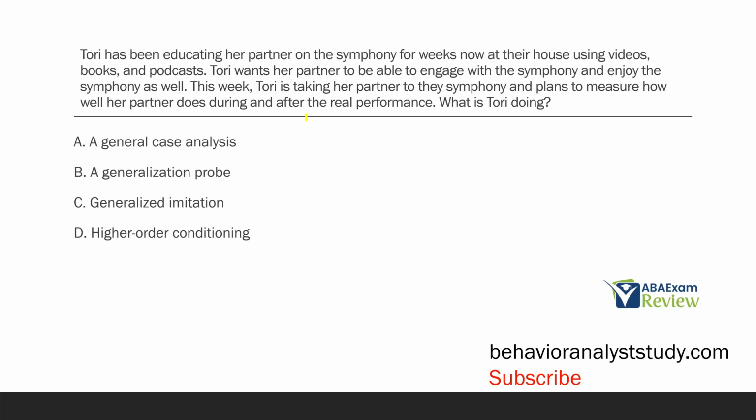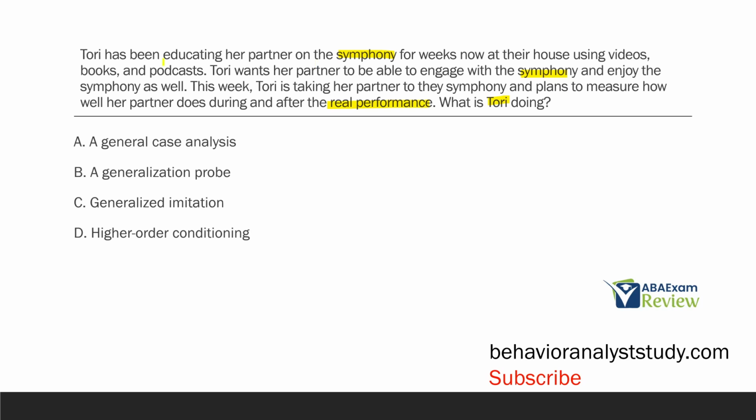What is Tori doing? We're looking at Tori's behavior, and we know so far that Tori is teaching her partner about the symphony. She's using videos, books, and podcasts. Now, Tori wants her partner to engage with the symphony and enjoy the symphony, but before, during, and after a real performance. And so whenever you're looking at a question that has to do with teaching a skill and then later on going to see if that skill can happen in the natural environment or the actual environment, you're going to start thinking about generalization immediately. And hopefully most of you already did.